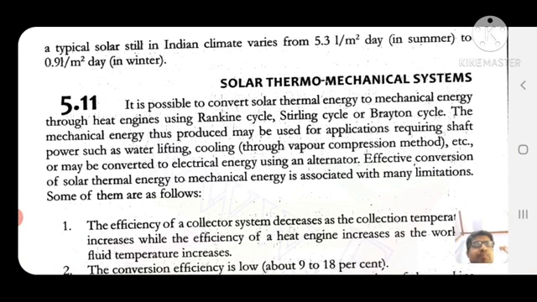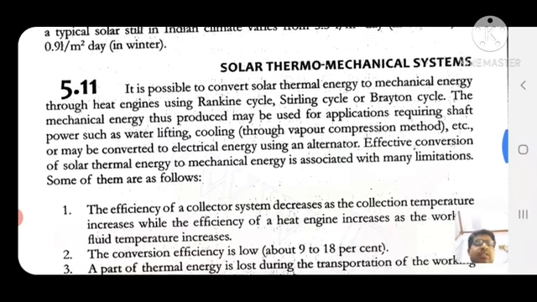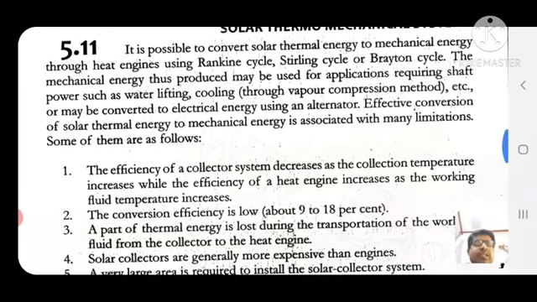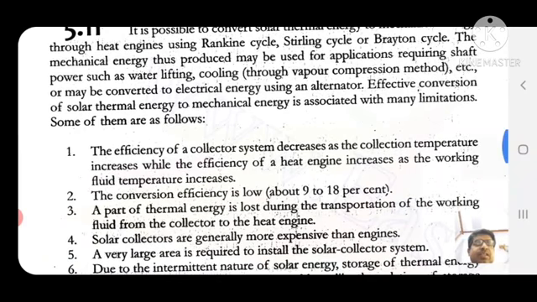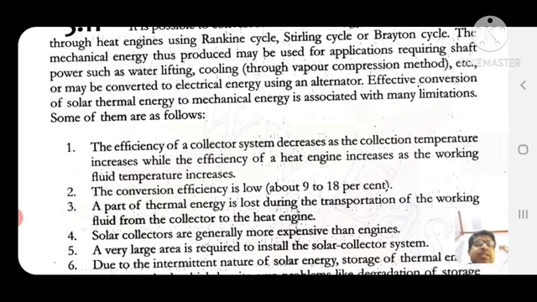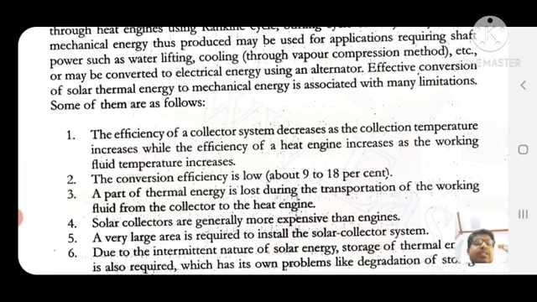Actually, solar thermomechanical system. It is possible to convert solar thermal energy to mechanical energy through a heat engine using the Rankine cycle, Stirling cycle or Brayton cycle. The mechanical energy thus produced may be used for applications requiring shaft power such as water lifting, cooling, etc., or may be converted to electrical energy using an alternator.